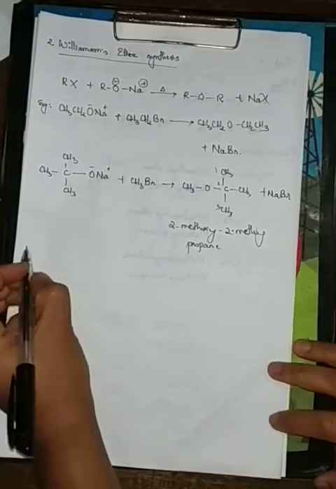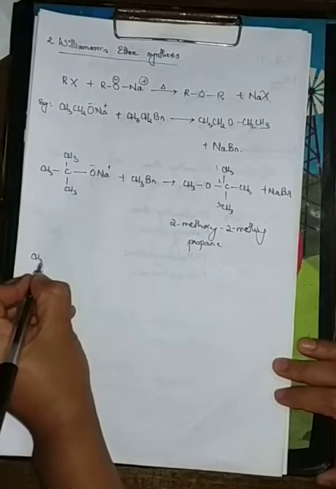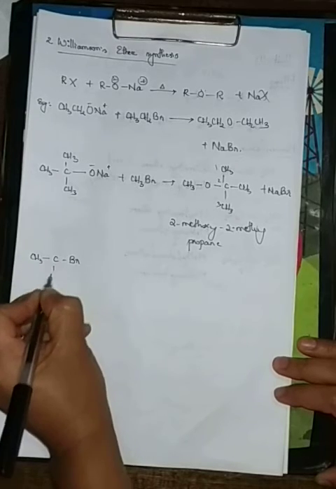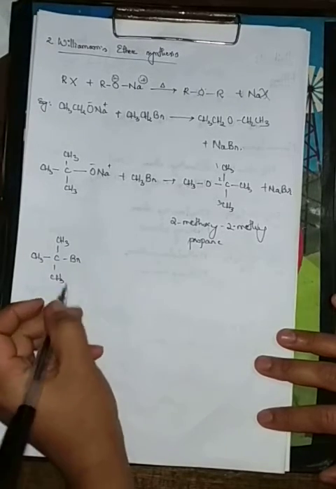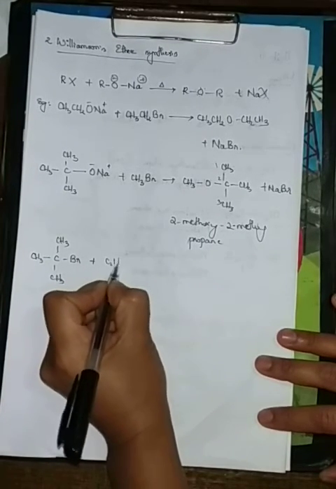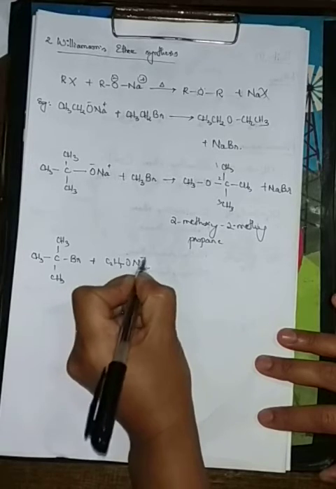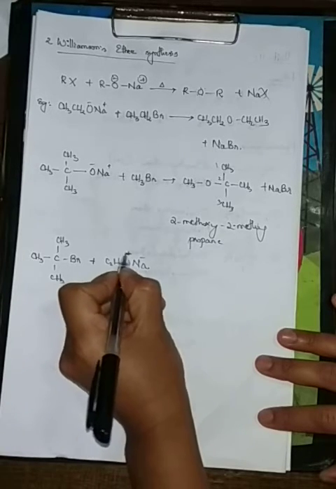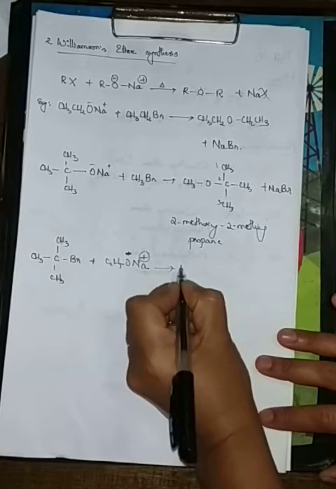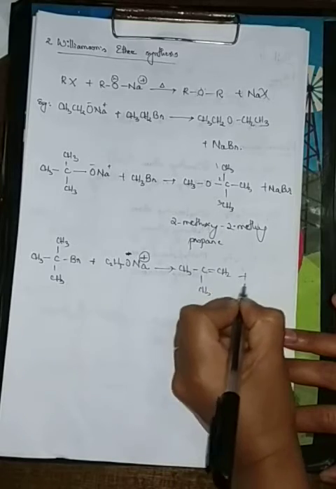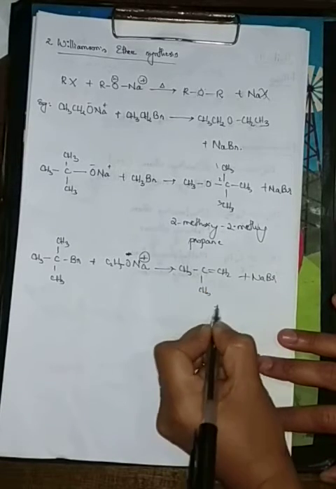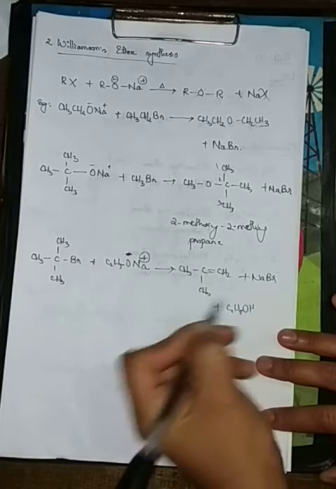Now however, if we use a tertiary alkyl halide, it will give us an alkene due to steric hindrance. Now if we check our tertiary alkyl halide, CH3CBr, CH3, this is a tertiary butyl bromide. When it reacts with C2H5ONa, sodium alkoxide, it will give us an alkene, CH3C(CH3)=CH2, plus NaBr along with C2H5OH, an alcohol.